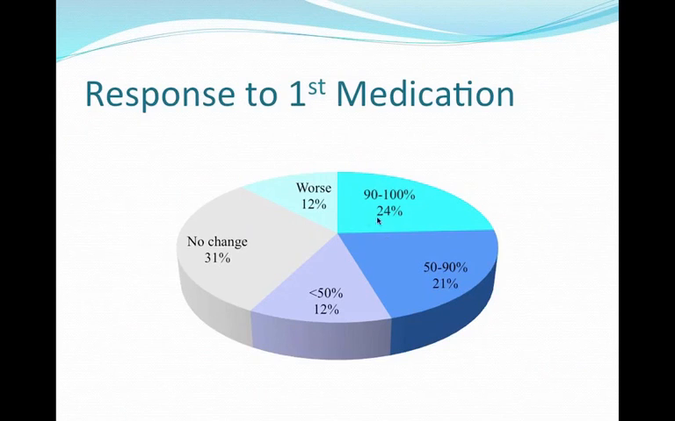And this is a little bit misleading, but this little pie chart was for the whole population. These are those that had 90 to 100% improvement on the first medicine, 50 to 90, less than 50, no change really, and then those that got worse. Again, it depends on what medicine you choose. If you're picking the wrong medicines, it's not going to help.